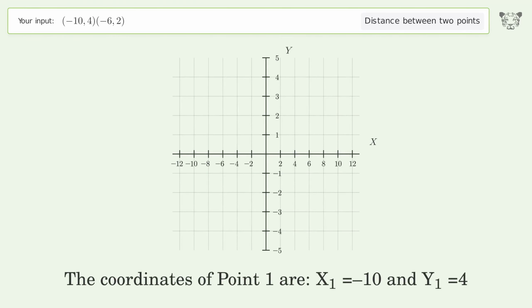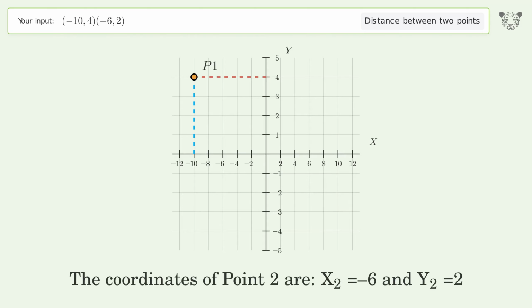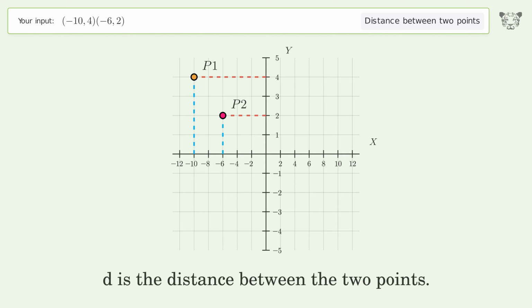The coordinates of point 1 are x1 equals -10 and y1 equals 4. The coordinates of point 2 are x2 equals -6 and y2 equals 2. D is the distance between the 2 points.